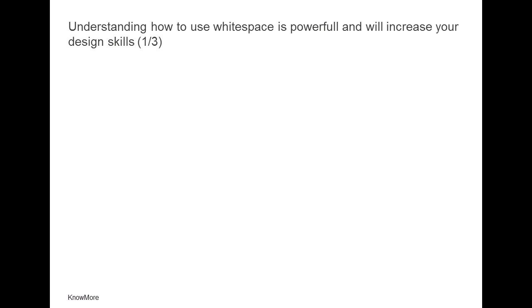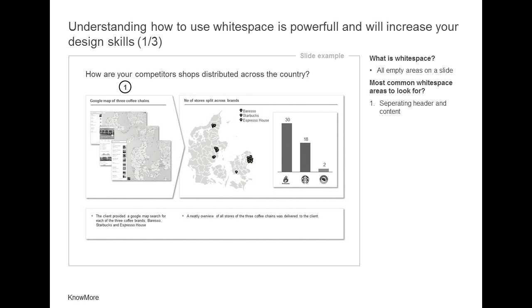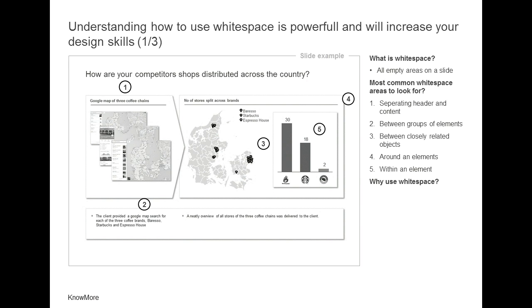Let's talk about spacing of elements. This topic is extremely important. White space refers to all empty areas on a slide, and this is commonly seen between the header and the content, or between groups of elements on the slide. It can also be between related objects, or around a specific element on a slide. White space is applied to make your presentation more visually appealing to your audience.